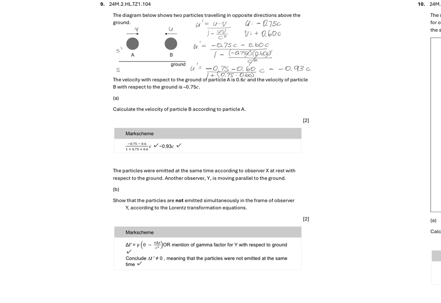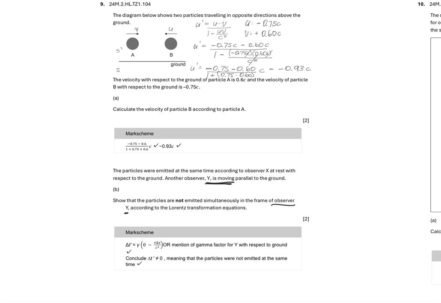And then the second part says, particles are emitted at the same time according to observer X at rest with respect to the ground. Another observer Y is moving parallel to the ground. B, show that the particles are not emitted simultaneously in the frame of observer Y according to the Lorentz transformation equation. So the observer Y is moving, whereas observer X is not. And so if X says they're simultaneous, because of the rules of simultaneity, they're not going to be simultaneous for Y. But it's actually saying, how do we know that? It says, use the Lorentz transformation equations to show this.